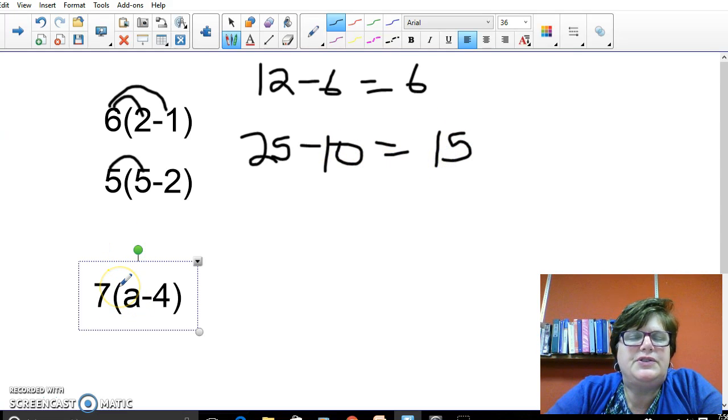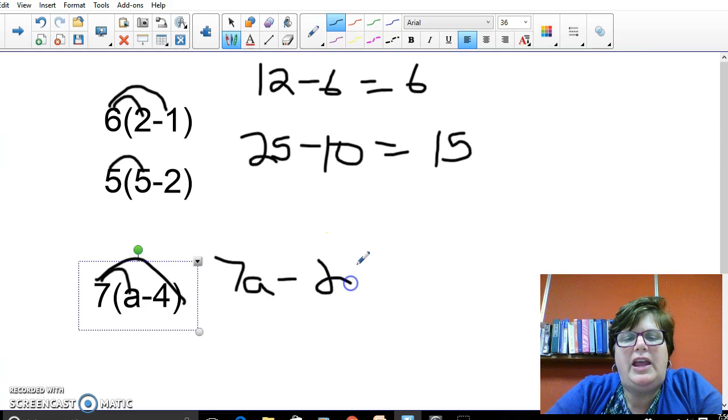And again, we can do this with variables as well. 7 times a, 7a, and 7 times negative 4 would be minus 28.